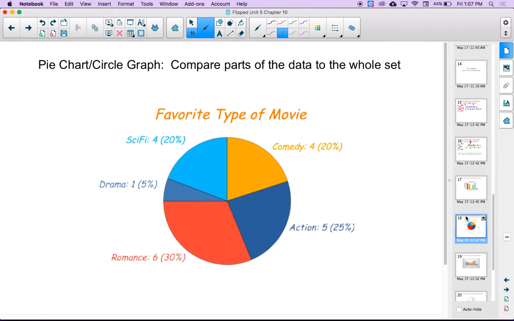A pie chart or a circle graph, these are known for taking a big group of people and breaking the group into different parts or different categories. So it compares parts of the data to the whole set. So 20% of this group like sci-fi movies, 5% like drama, 30% like romance, 25% like action, and 20% like comedy. So that's how pie graphs, pie charts or circle graphs work.